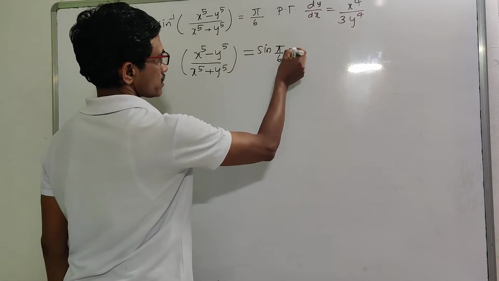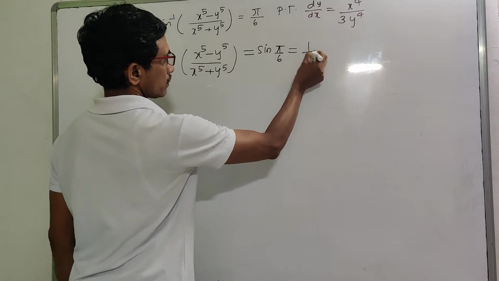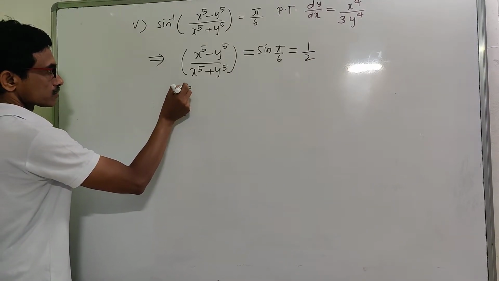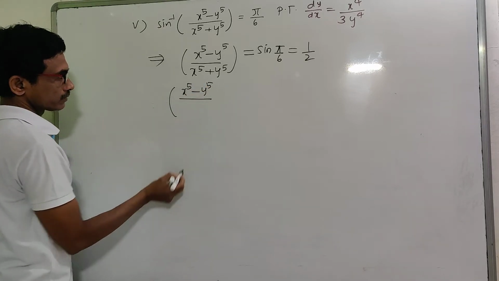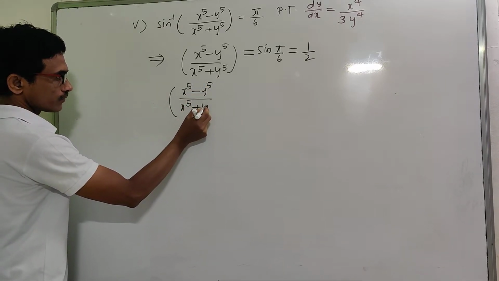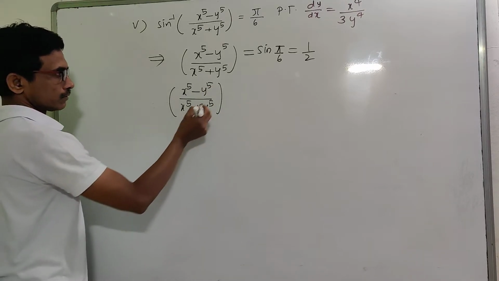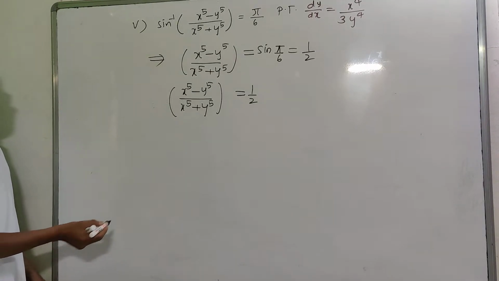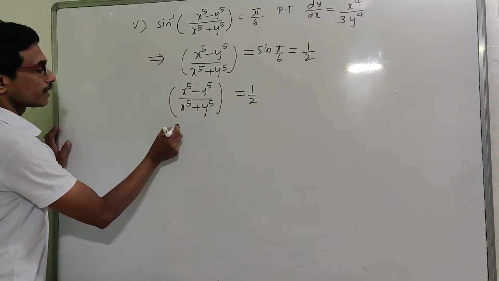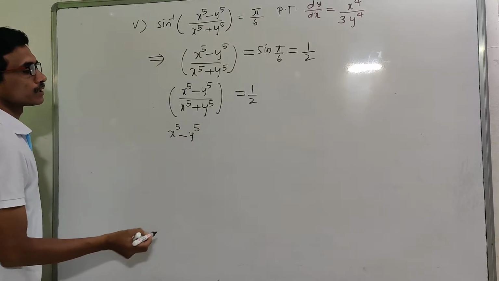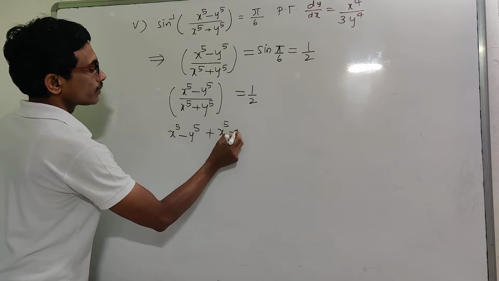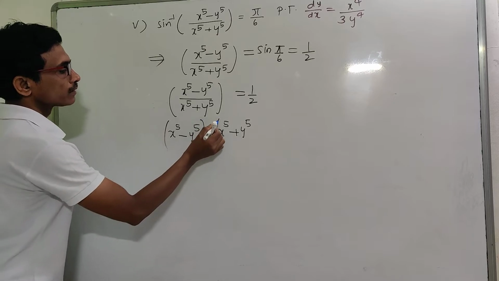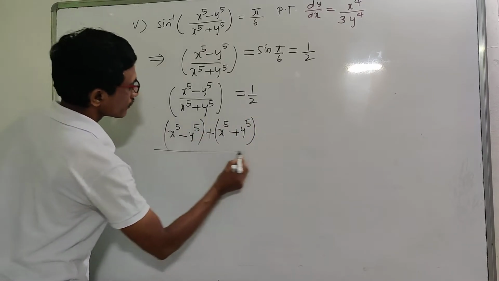And you know sine pi by 6, sine 30 degrees, is 1 by 2. So let's write 1 by 2, so that our expression will be like this: x to the power 5 minus y to the power 5 upon x to the power 5 plus y to the power 5 is equal to 1 by 2. Simplify this by using componendo dividendo. a plus b, that is x to the power 5 minus y to the power 5 plus x to the power 5 plus y to the power 5. This is a plus b upon a minus b is required.